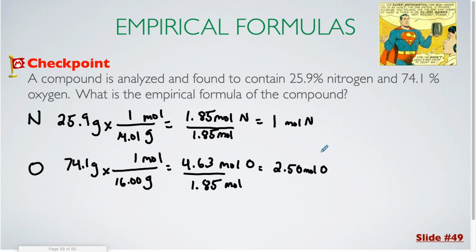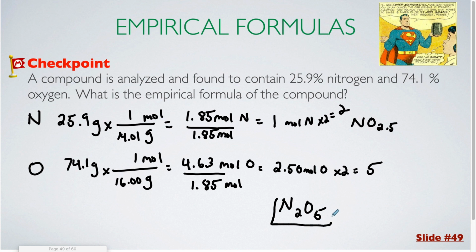Now, if I were to use this for the empirical formula, my formula would be NO2.5. And I know that I'm not allowed to have a subscript which is a fraction or a decimal. So next, I can multiply both of these numbers by 2. If I multiply this by 2, it will equal 2. If I multiply this by 2, it will equal 5. Now I can use that as my subscript. So the nitrogen is going to be the 2. The oxygen is going to be the 5. So this is the same exact ratio as what I have up here, but now it's in whole number form. So this is my empirical formula.